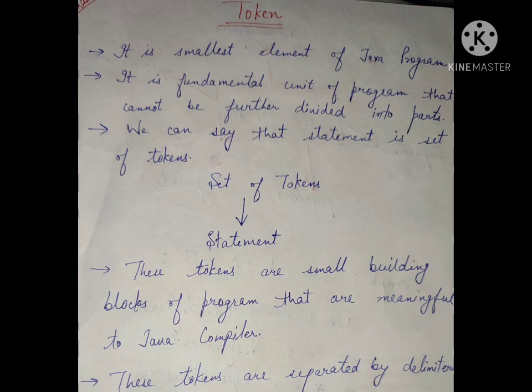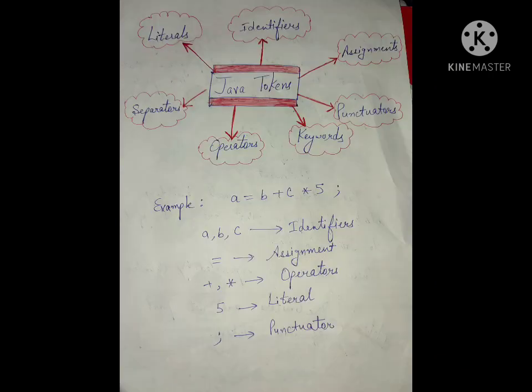We can say that a statement is a set of tokens. There are various types of tokens available in Java: literals, identifiers, assignments, separators, operators, keywords, punctuators. Every statement written in a Java program is a set of tokens. For example, here a = b + c * 5; Here a, b, c are identifiers and = is the assignment. Plus and multiply symbols are the operators. 5 is a literal and semicolon is a punctuator.